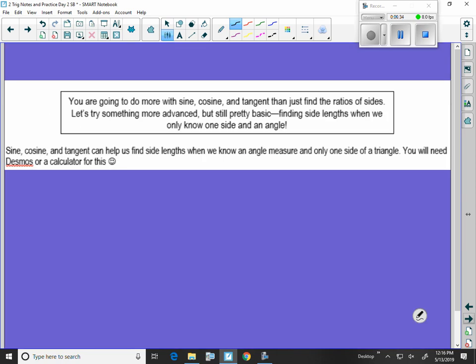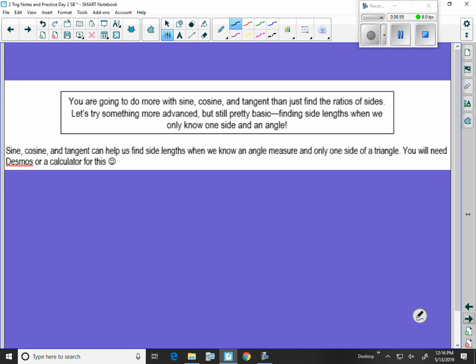Okay, you're going to do more with sine, cosine, and tangent than just find ratios of sides. And I think we may have touched on this on Friday. I can't remember if it was this class or not, but they can actually help us find angle measures. And they can help us find other side lengths, which is pretty cool. You will need Desmos or a calculator for this. It doesn't matter which one.